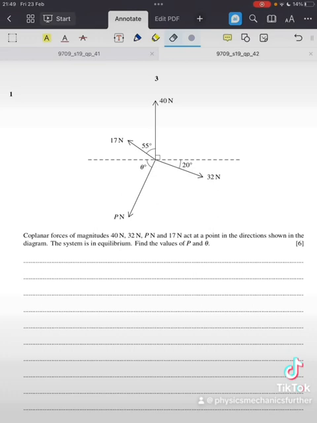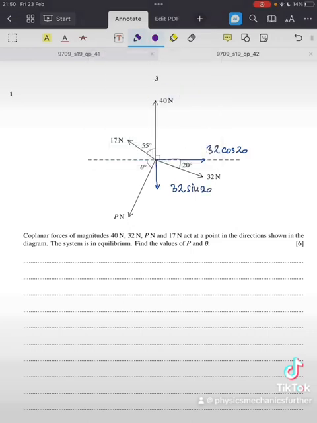The first thing that you have to do when you see questions like this is to resolve forces into components, and then resolve the forces horizontally and vertically. So let's resolve the forces into components. I'm going to resolve the 32 newtons, and we have here 32 cos 20, the vertical component, which is gonna be 32 sin 20.